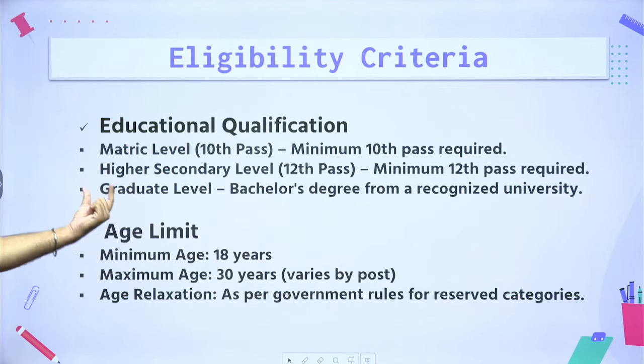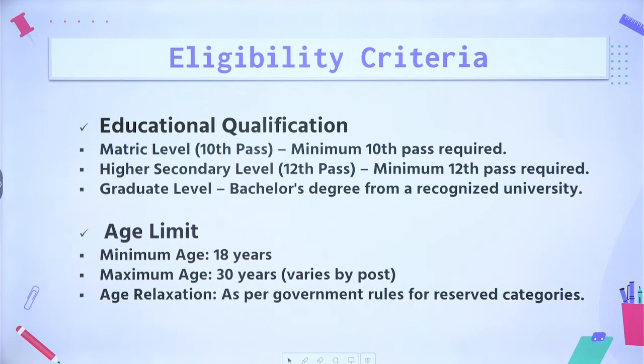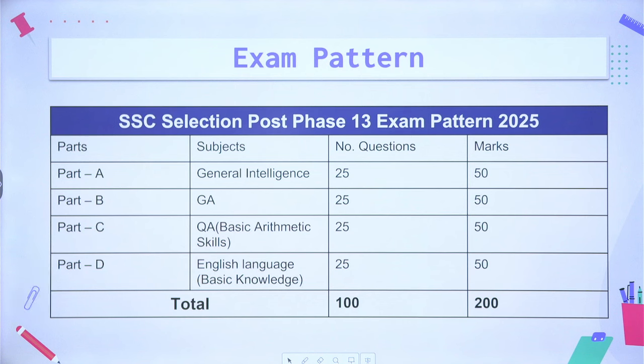If you are a graduate level student who is eligible for all 3, you can fill the forms for all 3 separately. You'll have to give separate examinations for each. Age limit minimum is 18 years, maximum is 30, but then this also varies from post to post. There may be posts where they might need less than 30 also. So it depends upon that, and age relaxation is as per government rules for all the reserved categories.